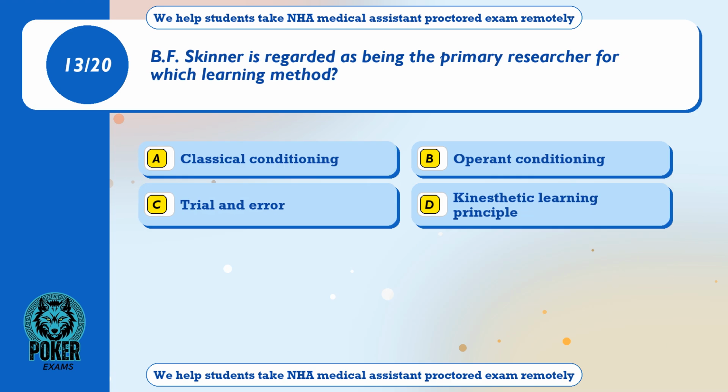Question 13. B.F. Skinner is regarded as being the primary researcher for which learning method? Option A, classical conditioning. Option B, operant conditioning. Option C, trial and error. Option D, kinesthetic learning principle.